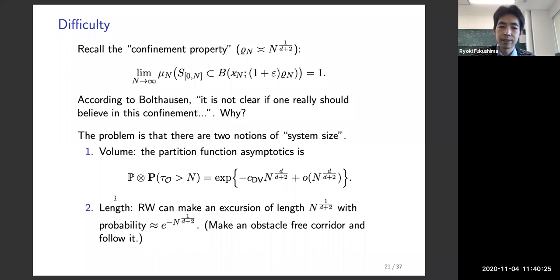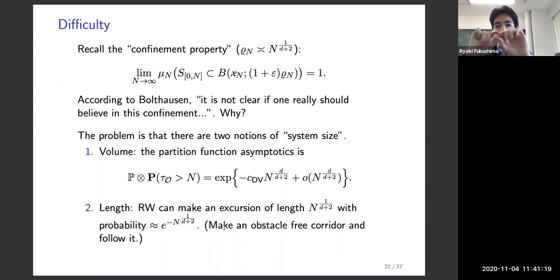But there is another notion of system size. If you are interested in the confinement property, the natural system size is a length scale. And what we want to exclude is an excursion of length n to the 1 over d plus 2. But if you think about it, the random walk can make an excursion of this length with probability approximately like e to the minus n to the 1 over d plus 2. Recall that we are working in the annealed measure, so we can play with the obstacle configuration. If we pay e to the minus n to the 1 over d plus 2 cost, then we can make a cylinder of length n to the 1 over d plus 2 which is free of obstacles. It costs, but you can do it.